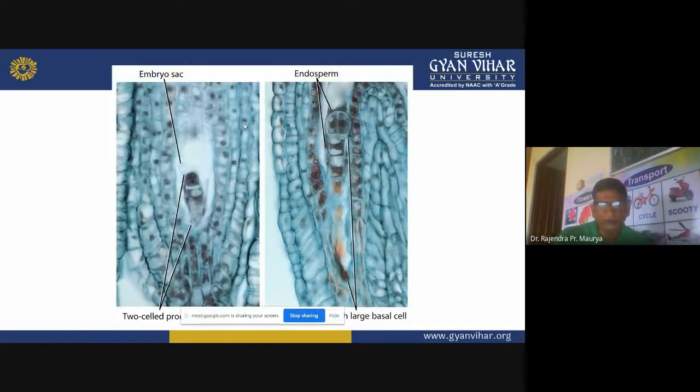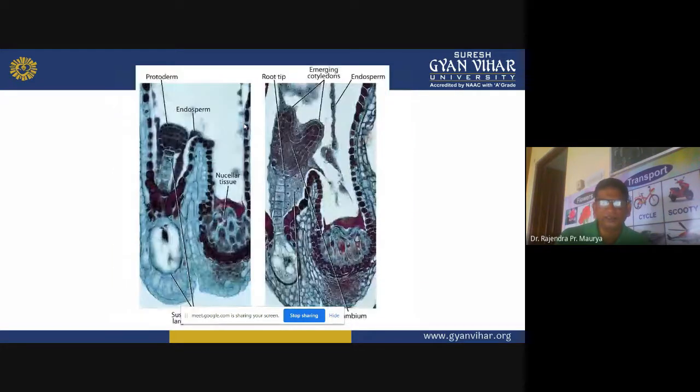So here the two-celled stage, the embryo sac and the endosperms. You can see the anatomy of the embryo sac and endosperms in this slide. Then we can also see the protoderm, endosperm, new cellular tissues, root tip, emerging cotyledons, endosperms.